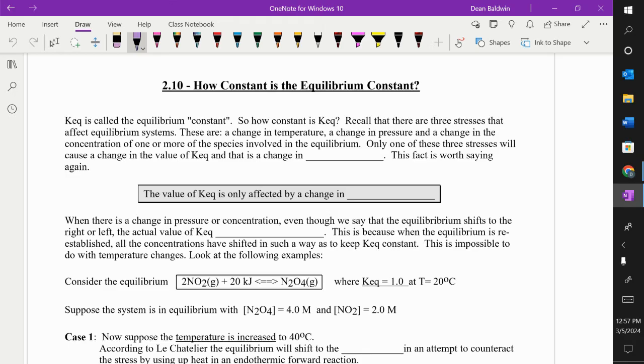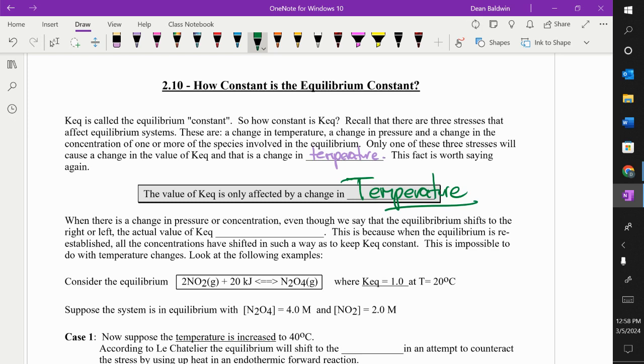So KEQ, every time we write the KEQ, what do we have to put beside it? At the temperature, a specific temperature, all right? Because the only thing that changes the KEQ is temperature. You need to remember this. It's the only thing that will change the value of the KEQ. That's why we write the KEQ is 100 at 22 degrees or whatever temperature we're talking about.